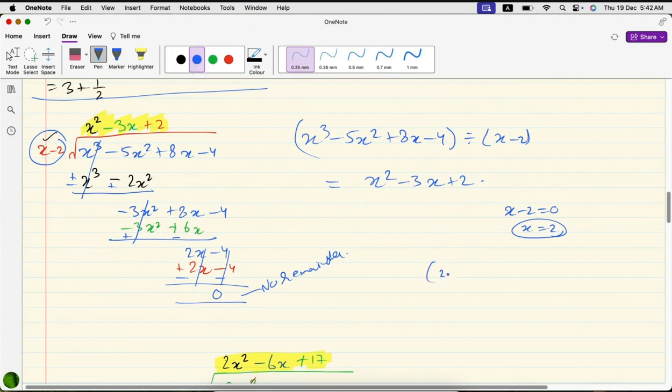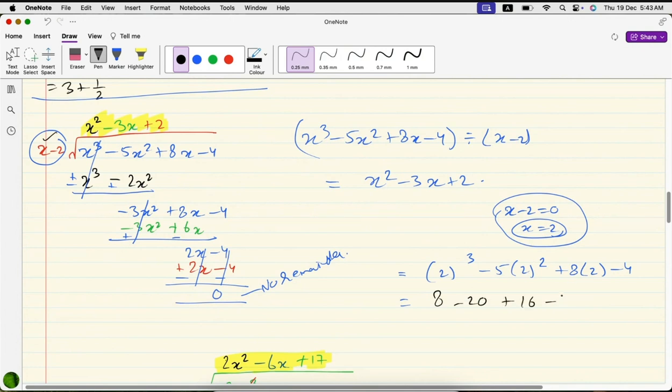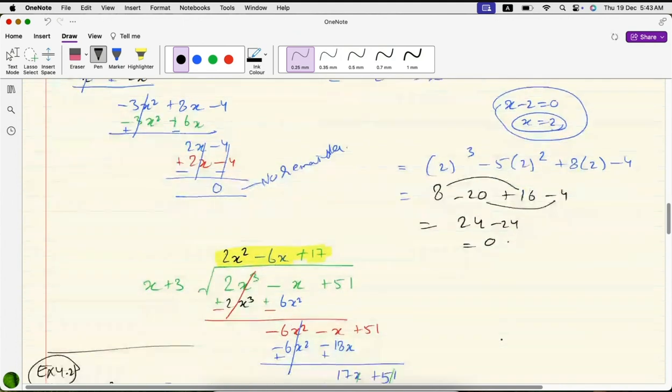So if I just put x equals 2 in the original polynomial, minus 5 into 2 square plus 8 into 2 minus 4. Because x minus 2 is a factor, we are always going to get 0 when we simplify. 2 cube is 8, 2 square is 4, 5 times 4 is minus 20, 8 times 2 is positive 16 minus 4. 16 and 8 is 24, 20 and 4 is minus 24, we get 0. Because x minus 2 is a factor.